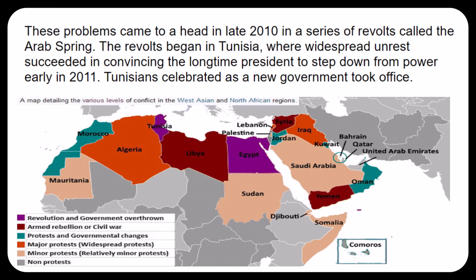Question number 23. What did the world see when the Arab Spring began in late 2010? They saw a series of revolts as countries around North Africa were looking to kick out the old governments and replace them with different governments.